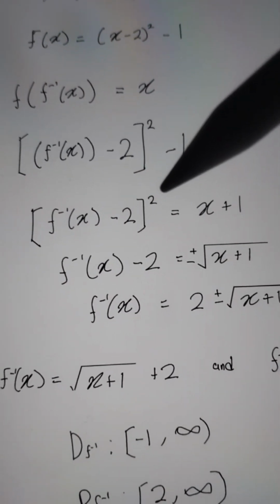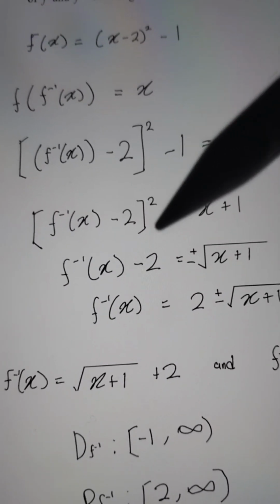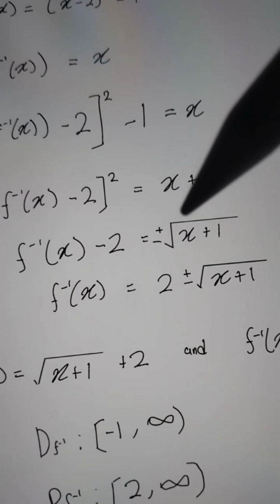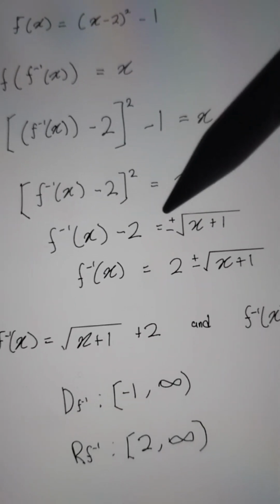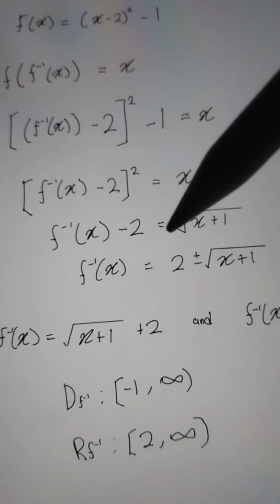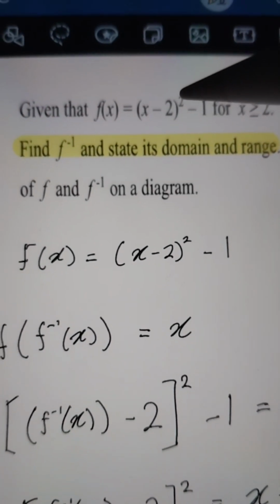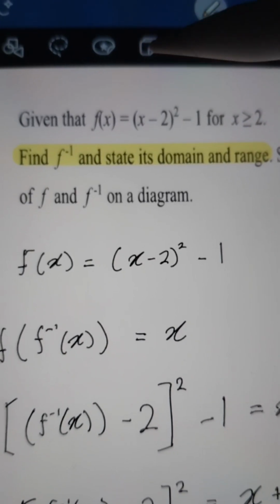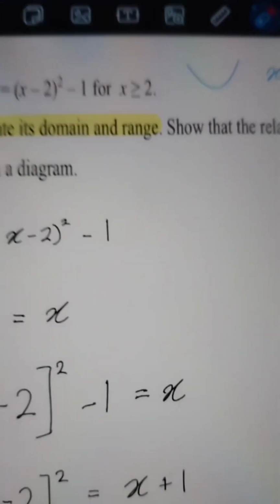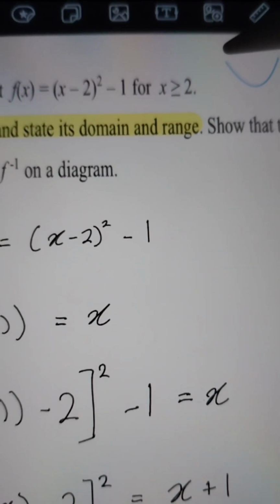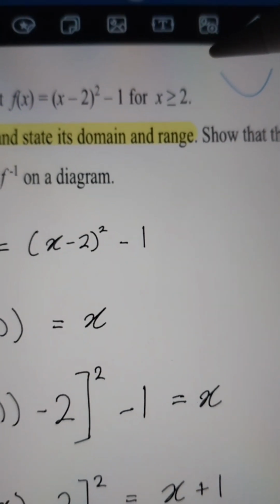And then we can bring over the square by square rooting both sides, and we will get plus minus square root of x plus 1. Next, bring over negative 2 to the other side, and we get positive 2. So f inverse equals 2 plus minus square root of x plus 1. So the basic shape for the function f(x) is a quadratic. And it's already given x is greater or equal to 2. Therefore, its domain is x greater or equal to 2.